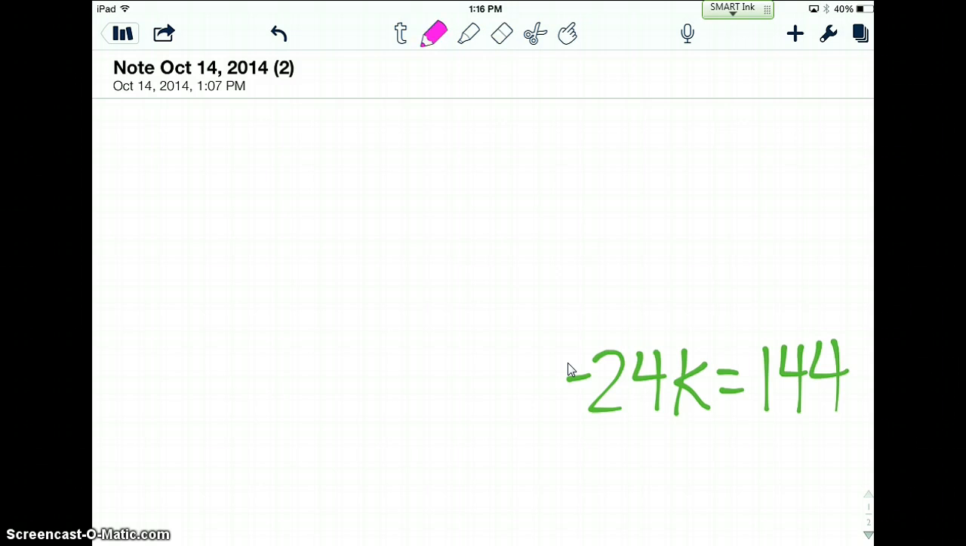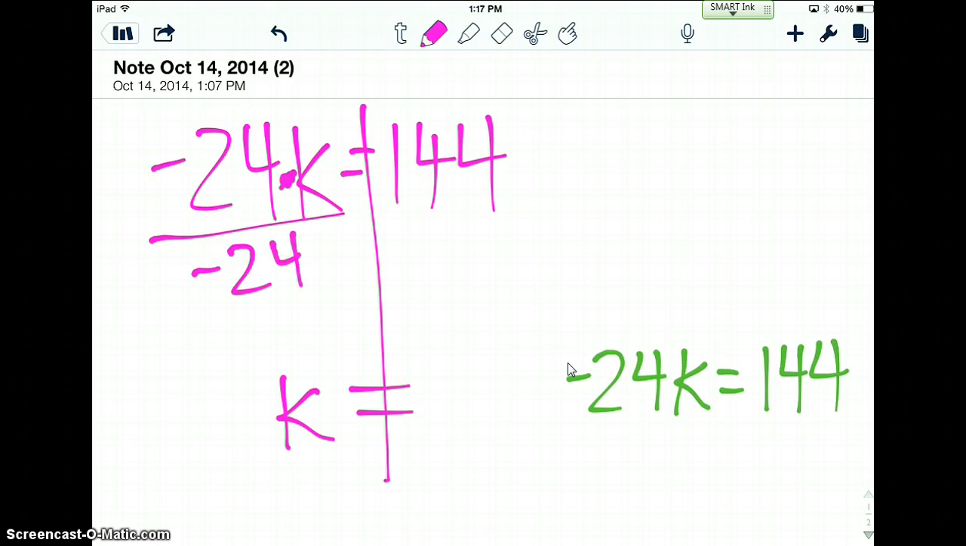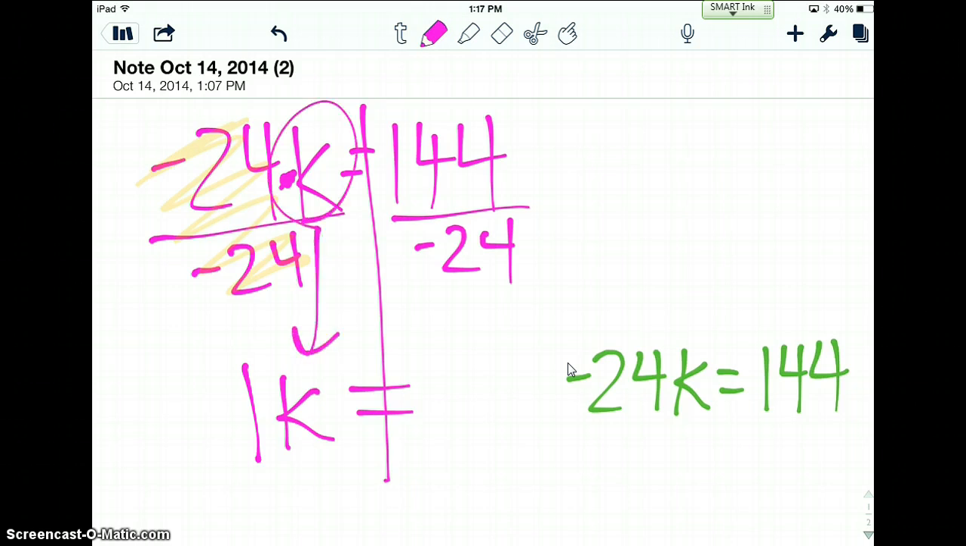But we have negative 24k equals 144. And we are trying to get that value for k. We need it alone, so we need that negative 24 to go away. So we need to think about what is the opposite of multiplying by negative 24. Well, that would be dividing by negative 24. And then if you notice, negative 24 divided by negative 24 is 1k, which is what we want. We want to know what 1k is worth. And 144 divided by a negative would be a negative.